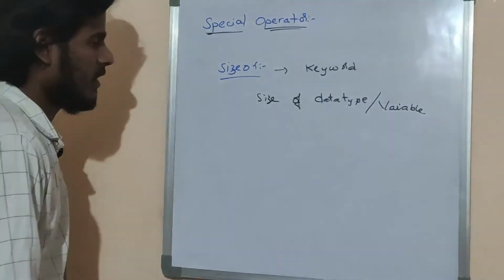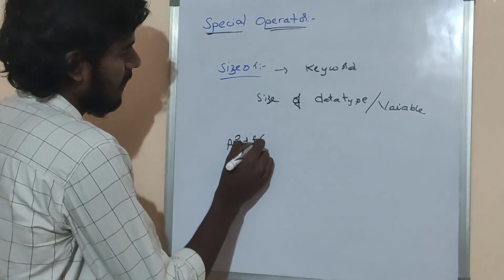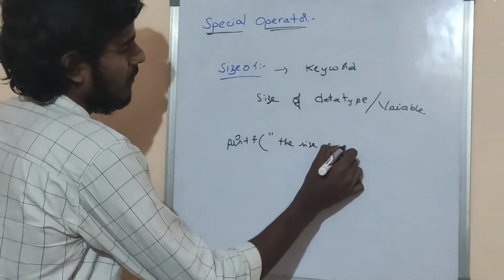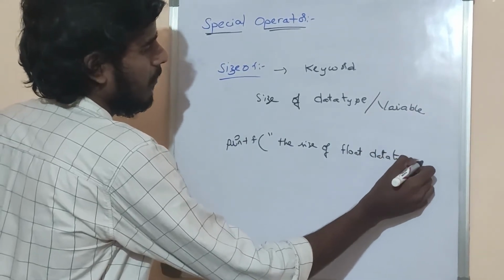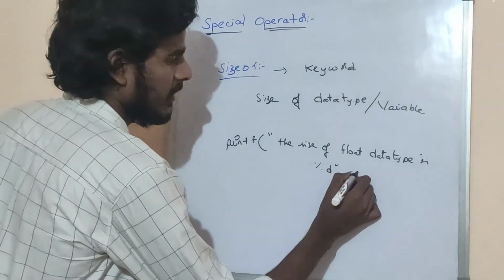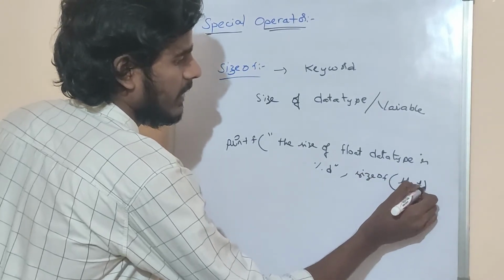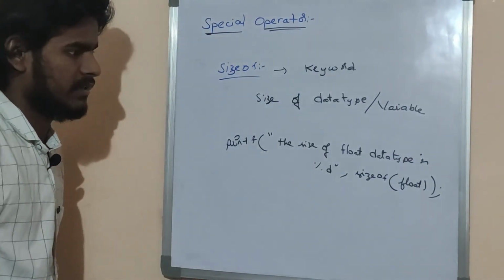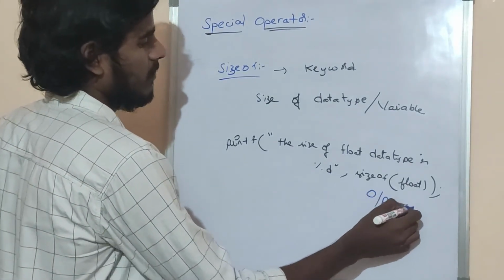Okay, what is the form? Listen carefully, friends. printf the size of float data type: %d, size of float. Okay, this is the format. What is the size of float? 4 bytes. Then we will get output as 4.